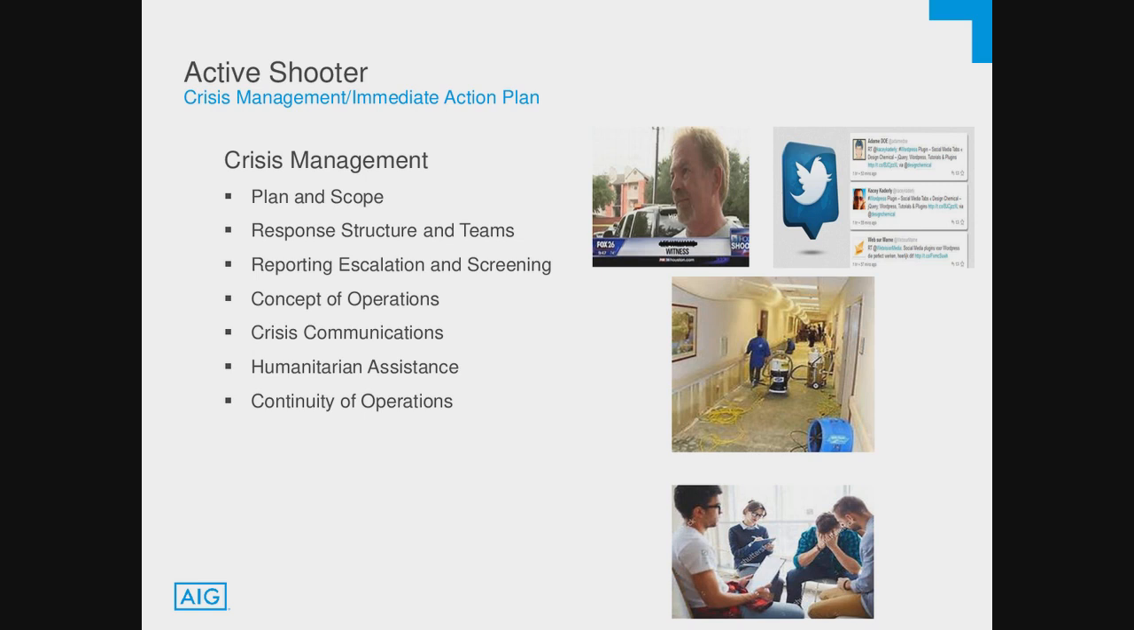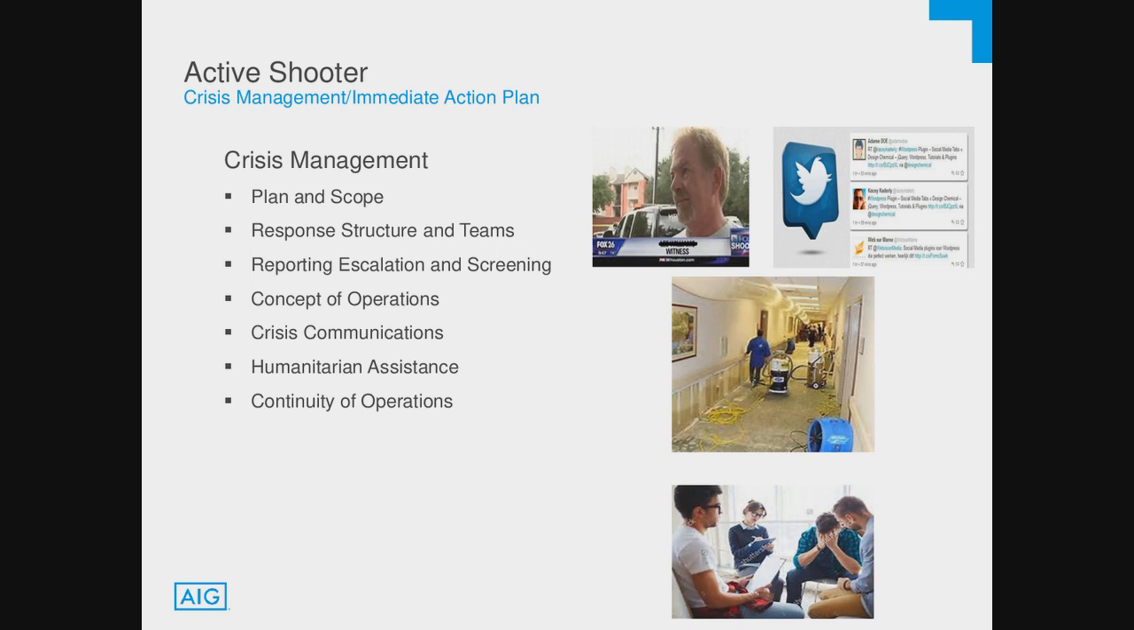And then the crisis management planning. You have the plan and the scope, the response and structure teams. You have the escalation and screening. If someone makes a threat in the church or at one of your parishioners, how do you handle that? How do you screen it? You have your concept of operations on how you're going to work. You're going to have your crisis communications, which is important because you want to get out in front of those tweets and the news media, et cetera. Humanitarian assistance is critical right at the point of neutralization of the attack. That's long-term and short-term medical needs as well as mental health needs.